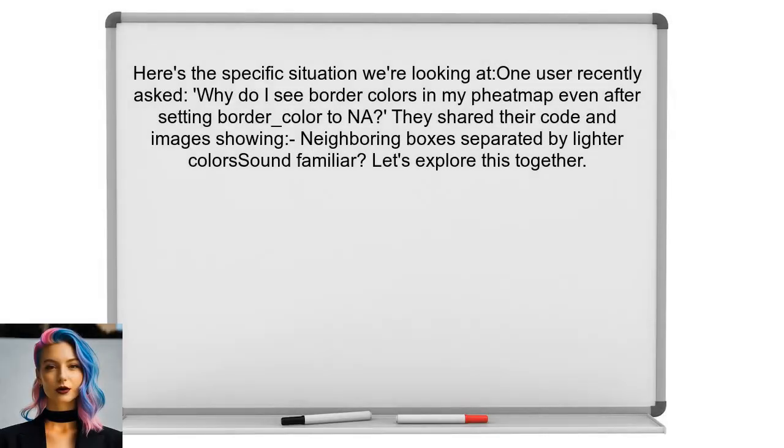Let's take a closer look at the specific question at hand. One user recently asked, "Why do I see border colors in my pheatmap even after setting border color to NA?" They shared their code and images, showing how the neighboring boxes are separated by lighter colors. Sound familiar? Let's explore this together.